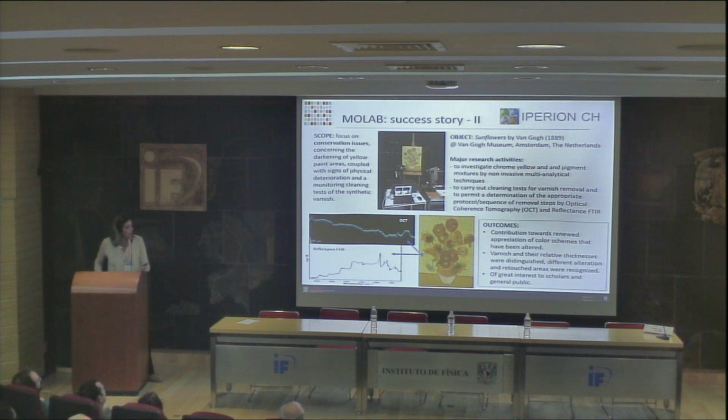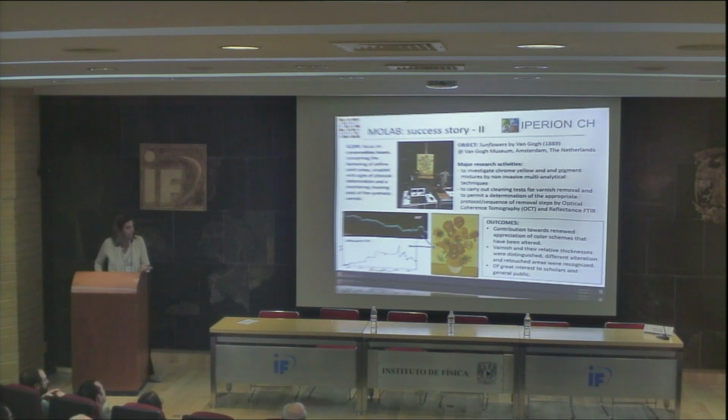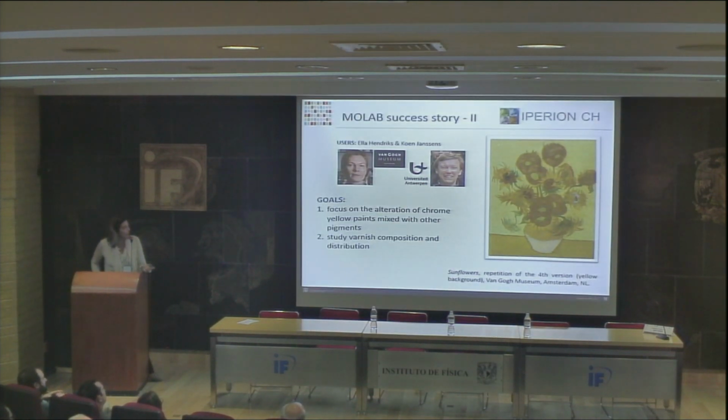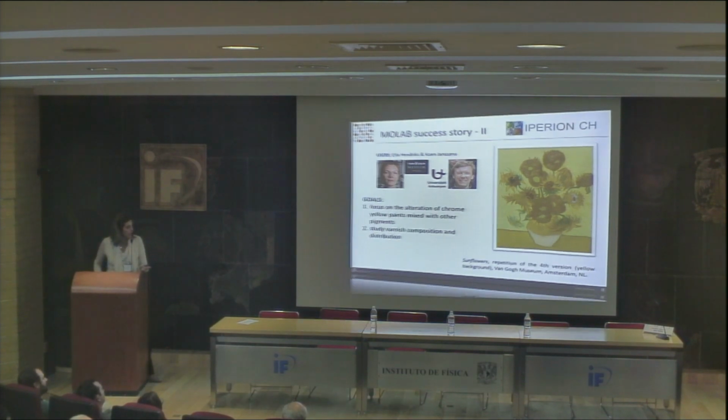Another success story was a measurement of the fading of the yellow tones in a Van Gogh painting. Measurements were performed both by the group from Perugia and from Poland. The users were Ella Hendricks and Koen Jansen from the Van Gogh Museum and the University of Antwerp. The focus of the access was the study of the alteration of the yellow paints and also the study of the composition and the thickness of the varnish layers.